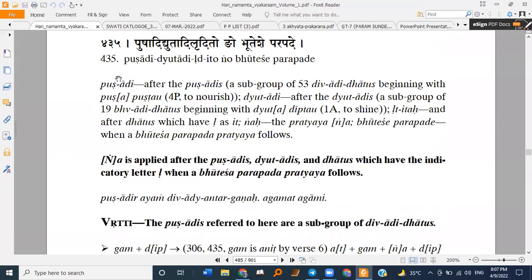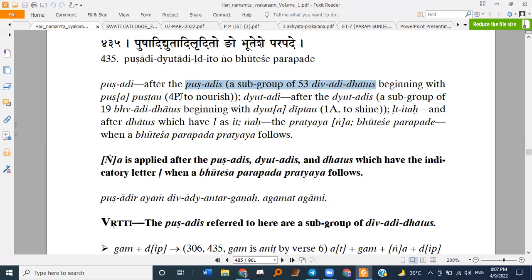Now, if you see the sutra, Pushadi and Dyutadi. What is Pushadi and what is Dyutadi? Pushadi is a subgroup of 53 Divadi Dhatus. Divadi is the fourth section or the fourth gana. Like now we are studying the first gana, which is Bhwadi gana. Then second will be there, then third, and the fourth one will be Divadi. So Pushadi is a subgroup of 53 Divadi dhatus. Basically, this Pushadi group is under Divadi group.